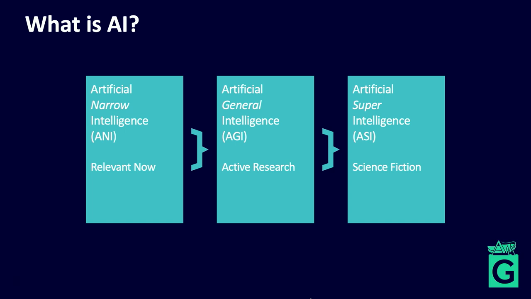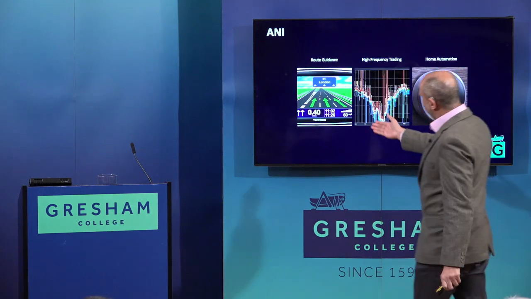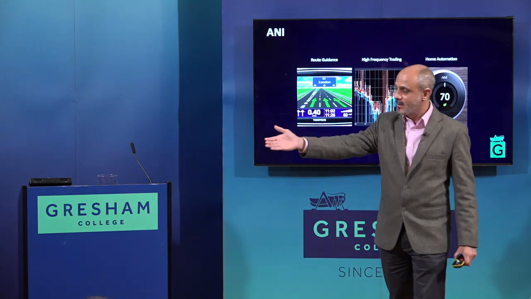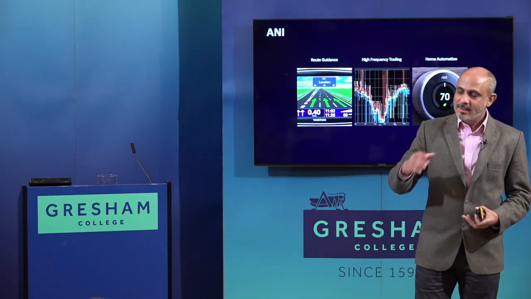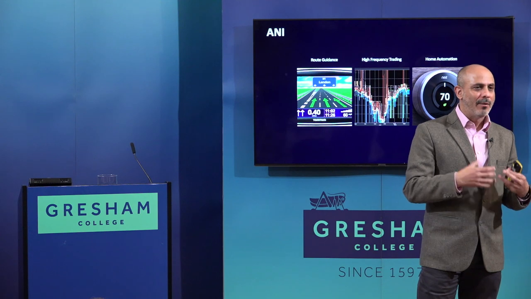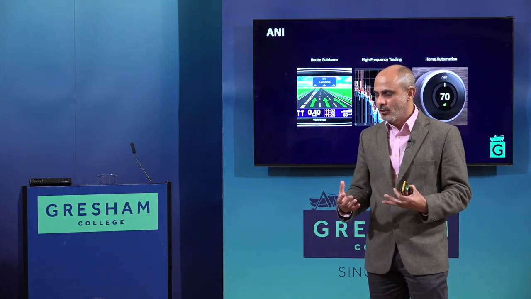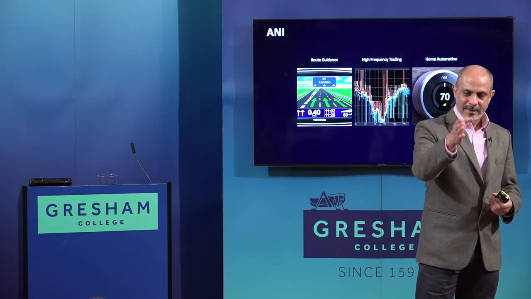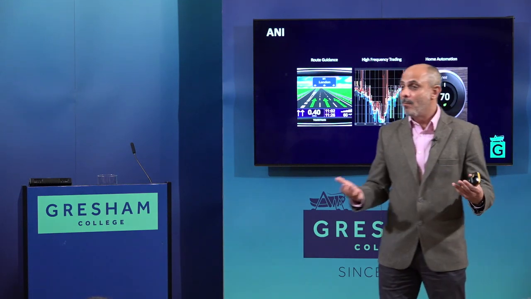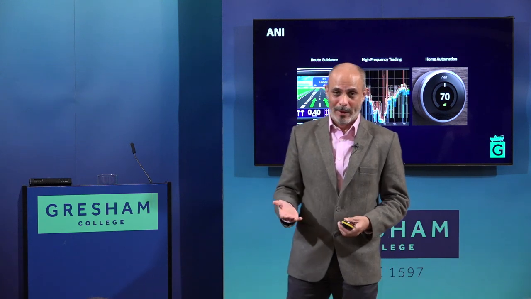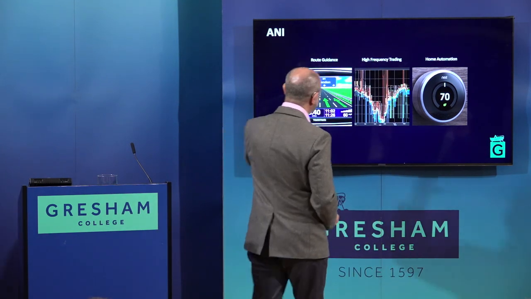But let's take some examples first of artificial narrow intelligence. Among the examples, whenever we drive in a car, we use a system like Waze or Google Maps or something like that, and the system dynamically updates to take advantage of traffic conditions. So you're going somewhere, it says, okay, this road is blocked, and it keeps you moving. It may be a horrible road, you may never have been down this road before, but it keeps you moving, right? That's an example of artificial narrow intelligence.